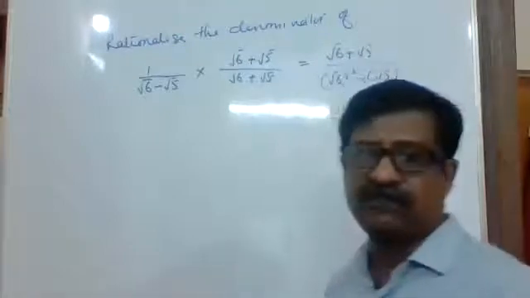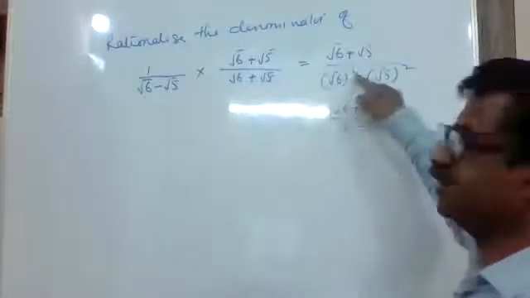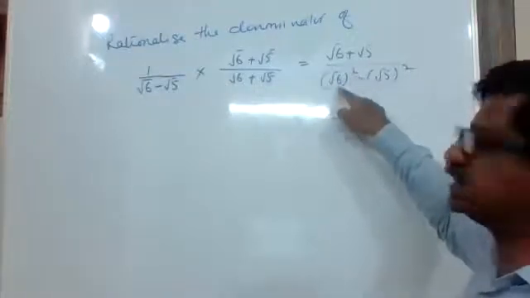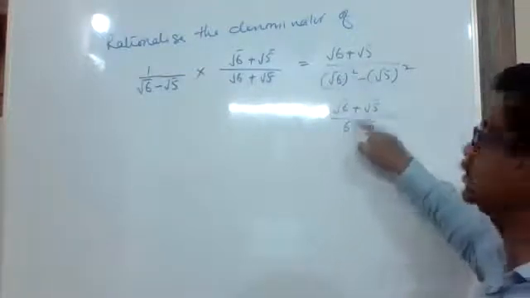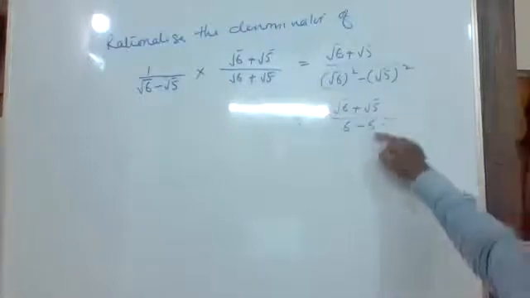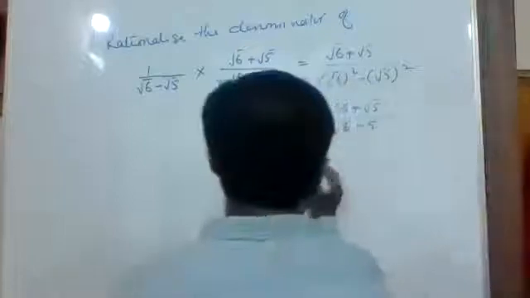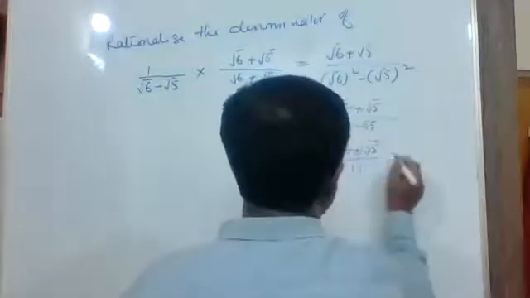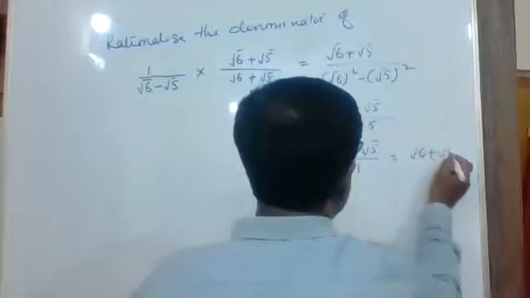That is root 6 plus root 5 upon root 6 whole square is 6 minus root 5 whole square is 5. When you multiply root 6 2 times, the square and square root will be cancelled and you'll get directly 6. Same way, root 5 and square will be cancelled and we are going to get 5. Therefore, this will be root 6 plus root 5 upon 1. 6 minus 5 is 1, or root 6 plus root 5.